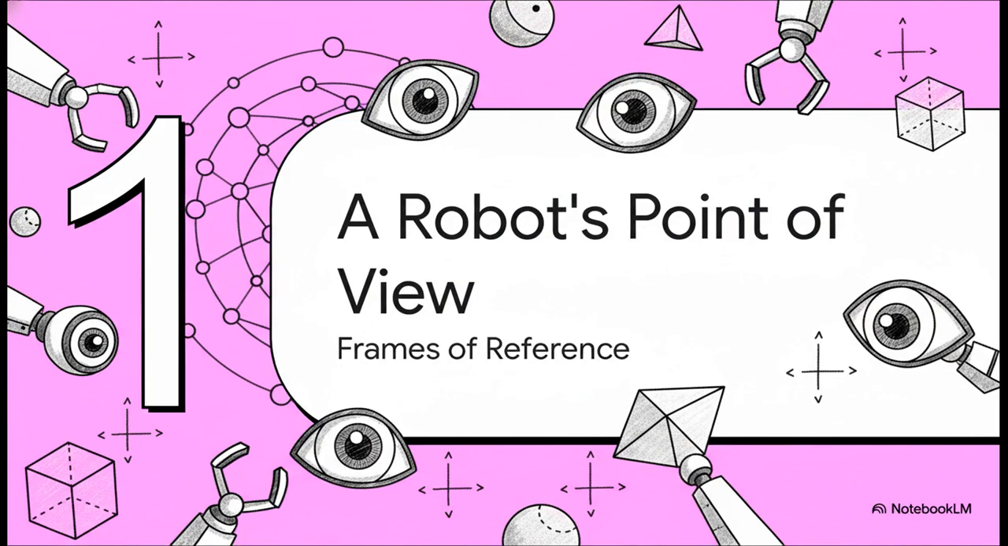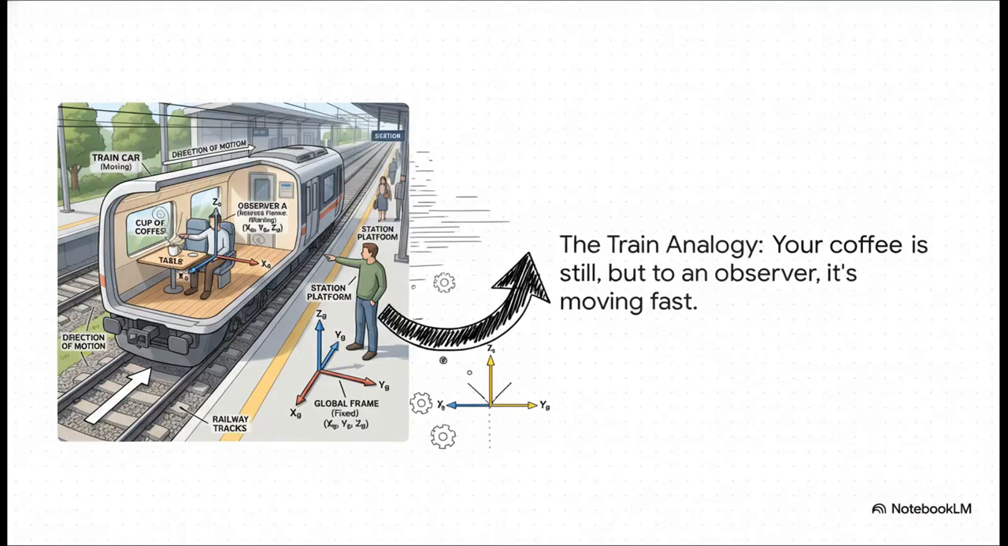Okay, so to get started, a robot needs a point of view. Actually, scratch that. It really needs multiple points of view. And in the world of robotics, we call these frames of reference. This is a great way to wrap your head around it. Imagine you're on a train, right? You've got a cup of coffee sitting on the table. To you, it's perfectly still. That's your local frame of reference. But what about someone standing on the platform watching the train zip by? To them, that same coffee cup is moving at like 100 kilometers an hour. That's the global or world frame. And for a robot to do anything useful, it has to get a handle on both.